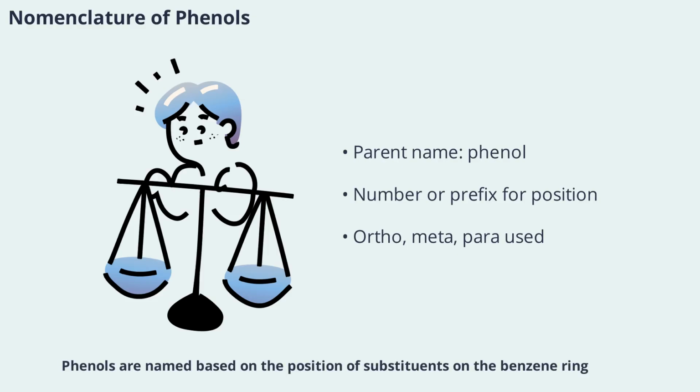Phenols are named based on the position of substituents on the benzene ring. The parent compound is phenol, and substituents are indicated by numbers or prefixes like ortho, meta, and para. For example, 2-methylphenol is also known as o-cresol. Proper nomenclature helps chemists identify the structure and properties of different phenolic compounds quickly and accurately.